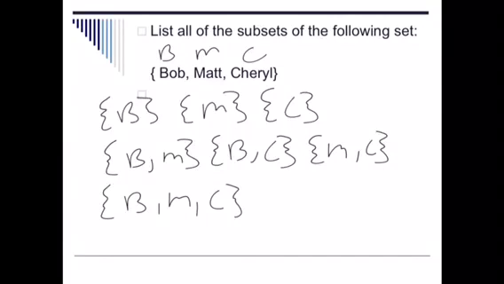And finally, we can't forget we have to add in the empty set or the null set because it is always a subset. Always. Don't forget. This is the number one thing people forget to list when they're listing all of the subsets. Make sure you include the null set or the empty set.